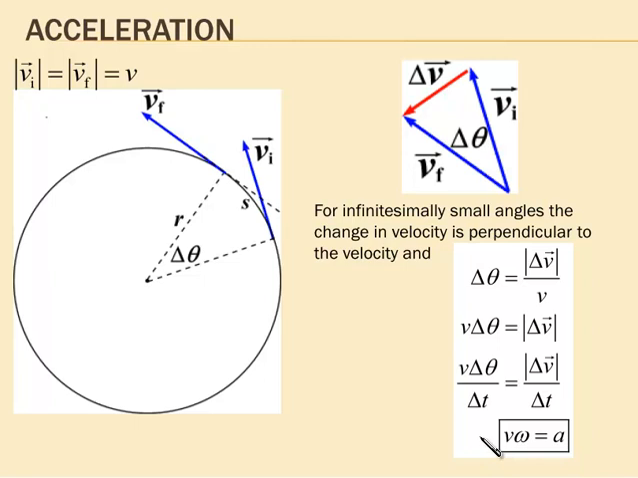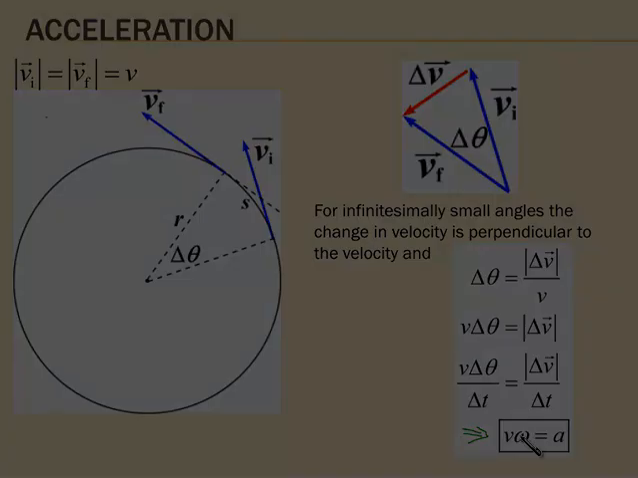So this is what we wanted to find. This is a very important relationship. Make sure you know this. The magnitude of the acceleration of a particle traveling with uniform circular motion is equal to the product of the linear speed and the angular speed. So make sure you know this.